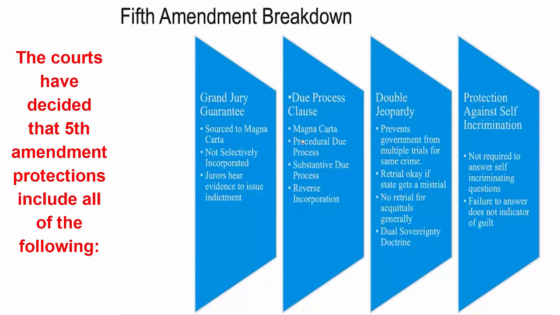1, each person is guaranteed what's known as a grand jury guarantee. That means jurors hear evidence. A grand jury, a group of citizens, hears evidence before a person can be accused of a felony, before they can be accused of a crime. A jury of their peers has to hear the evidence and decide whether there's enough there to even issue that indictment.